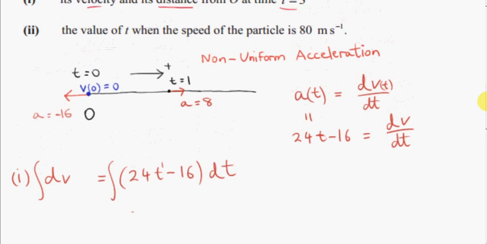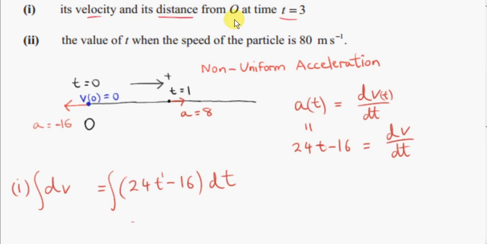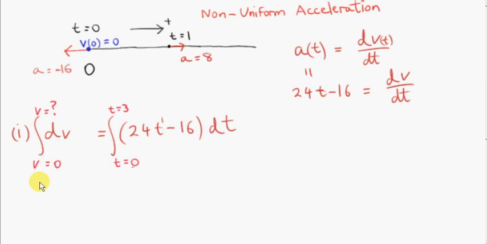So if we go back to the question, we want the velocity and the distance from O at t equals 3. So we know something at t equals 0. So the particle starts out at t equals 0, and we know that the speed at that time is 0 because the particle starts from rest. We're interested in the velocity at t equals 3, okay? So we could have done it this way. If you integrate 1 with respect to v, you get v.